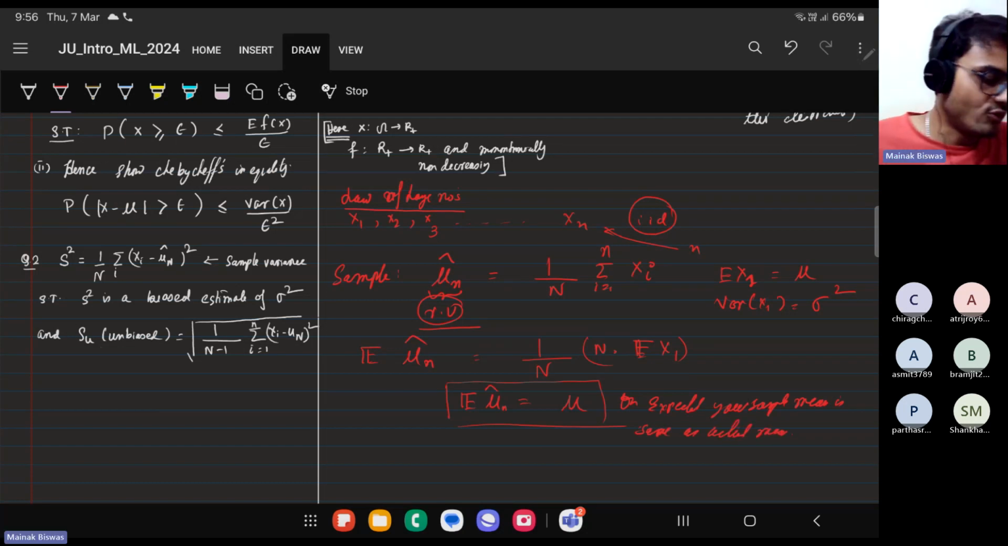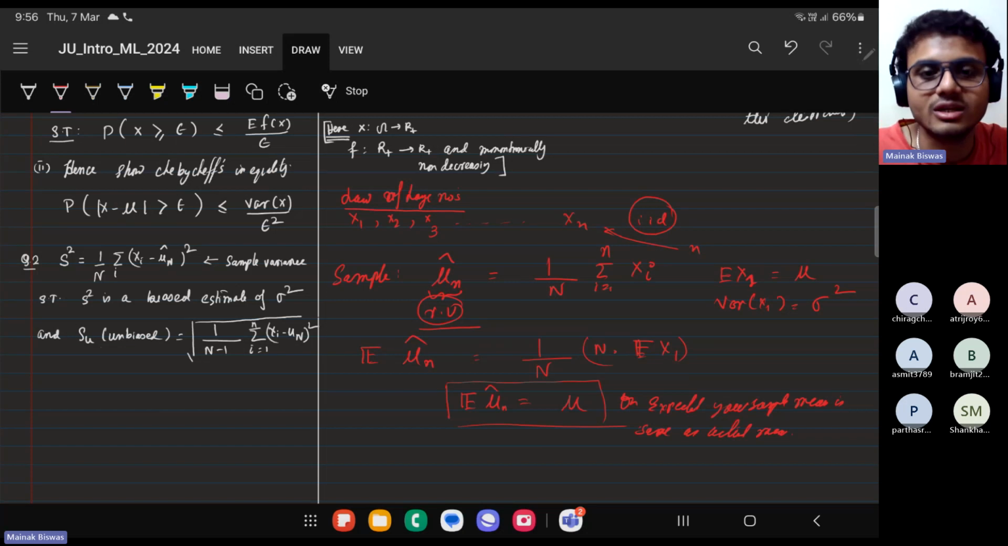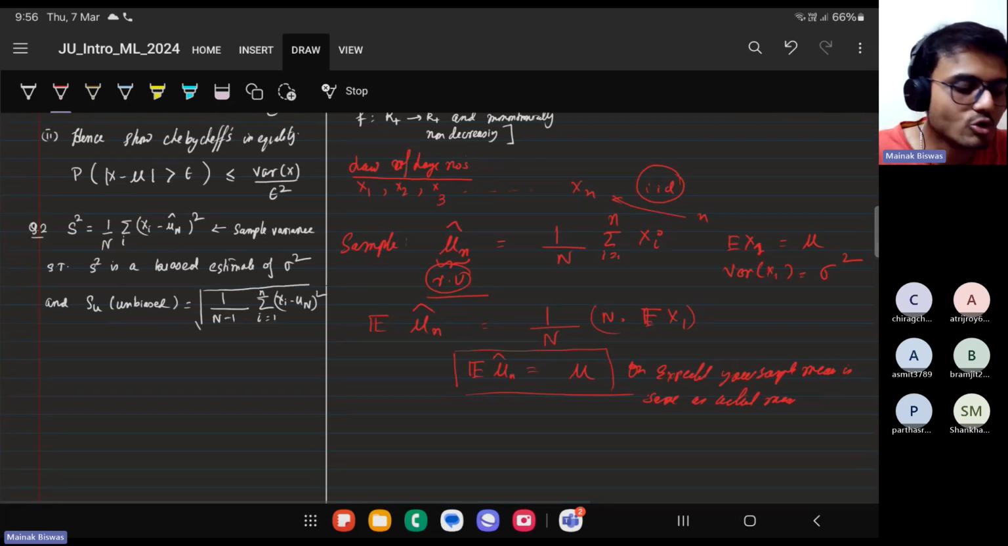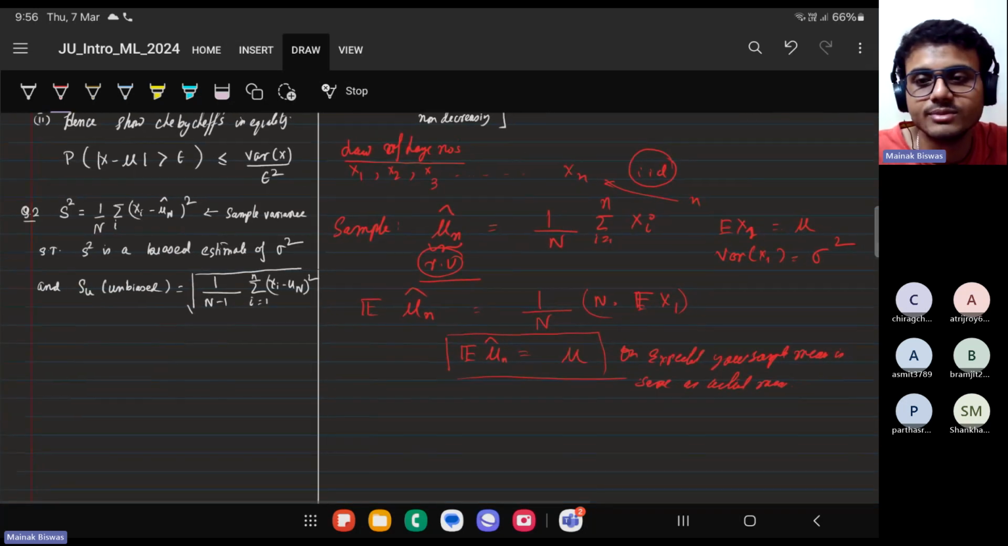Now you tell me, before I proceed, where can I use this technique? I want a new person to ask. Brahmajit, can you tell me, where can I use this technique? Before I show all the mathematical proof, let us give an example or intuition why I need the law of large numbers. Can you tell me?